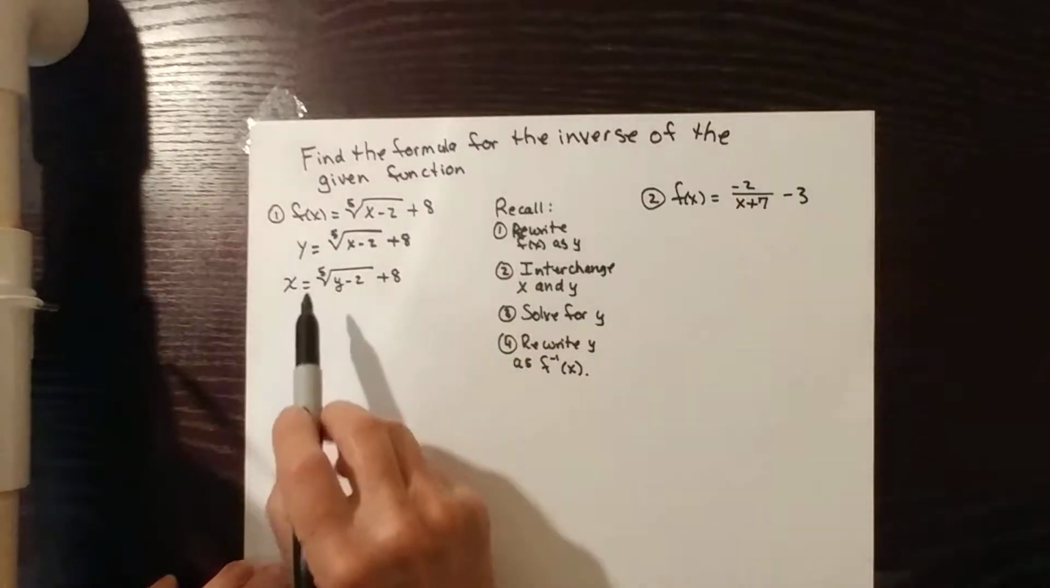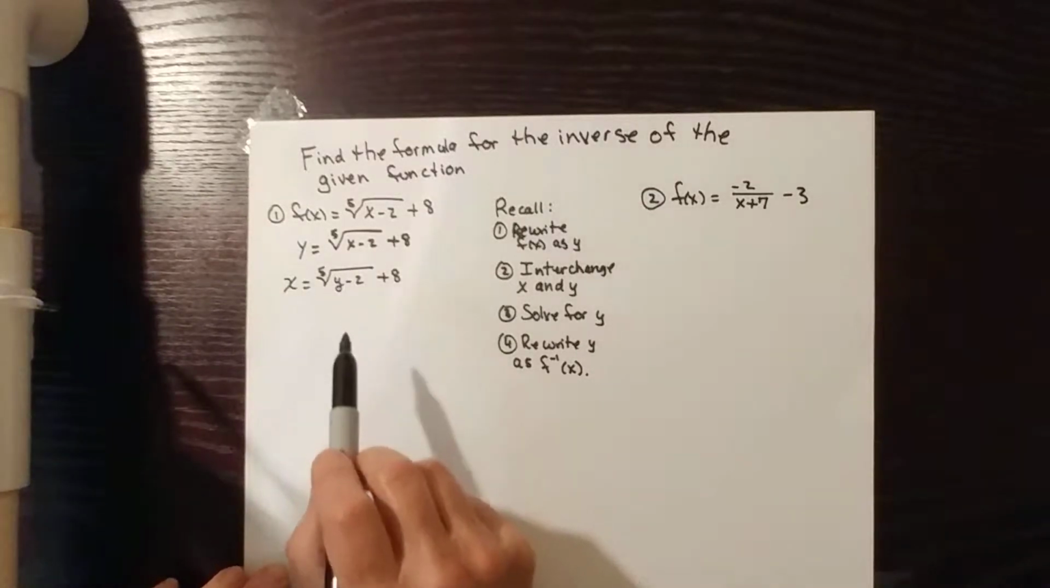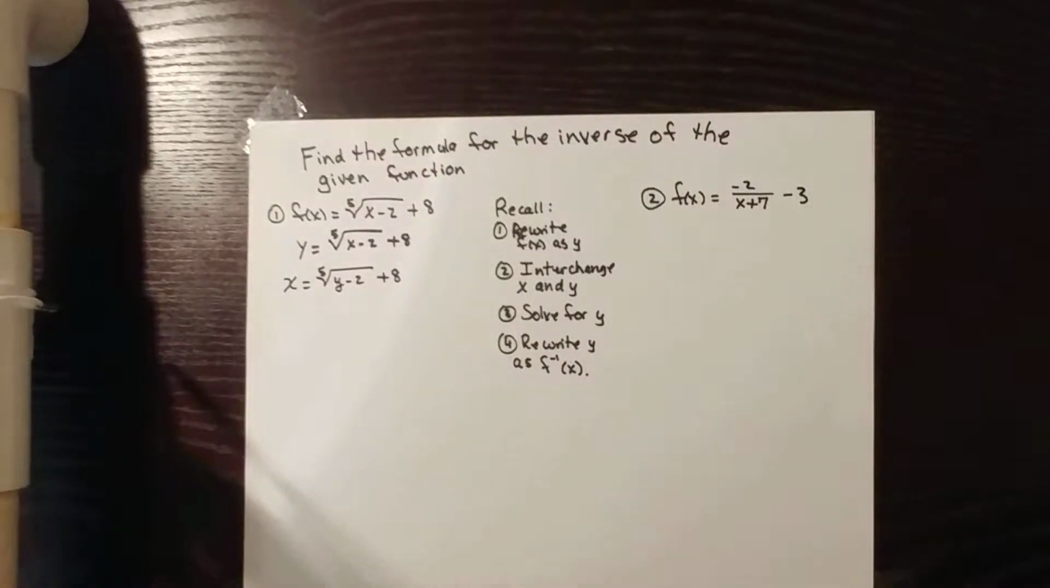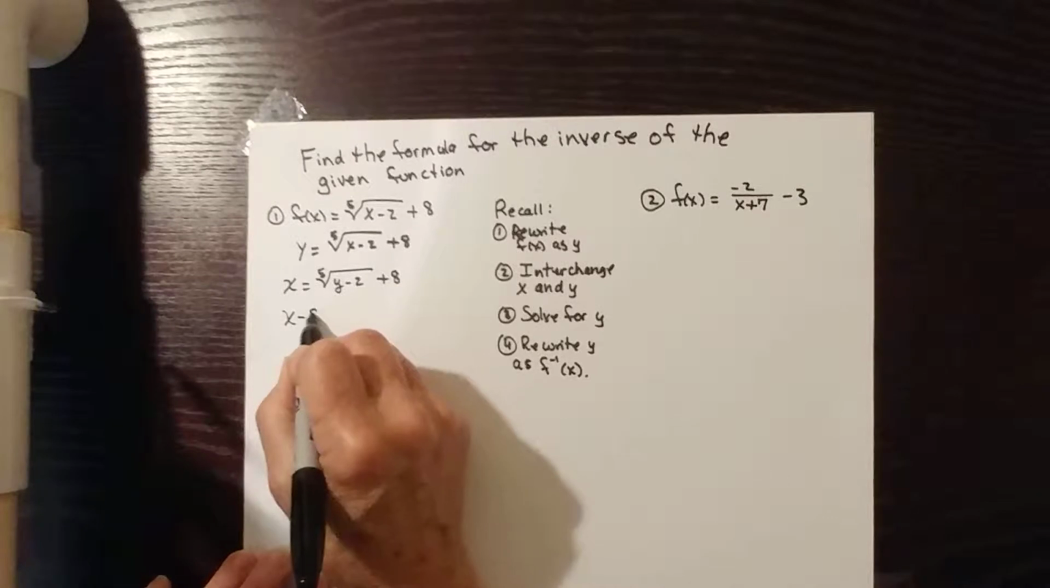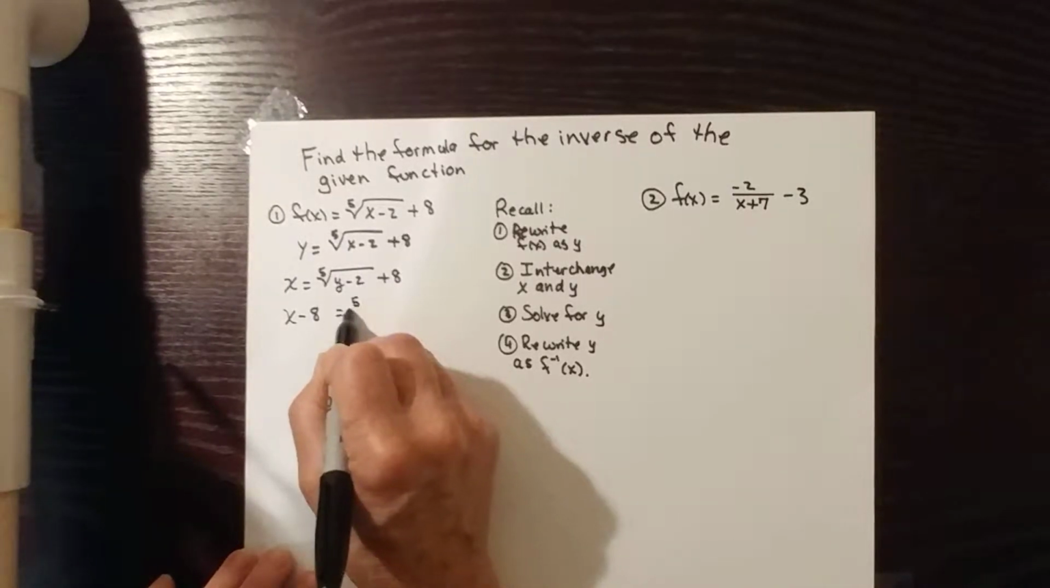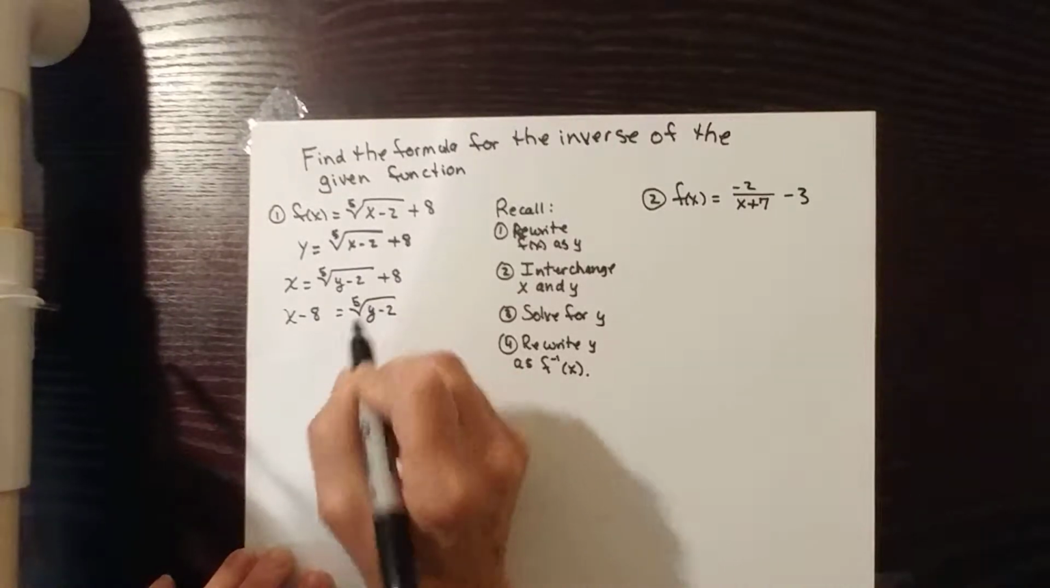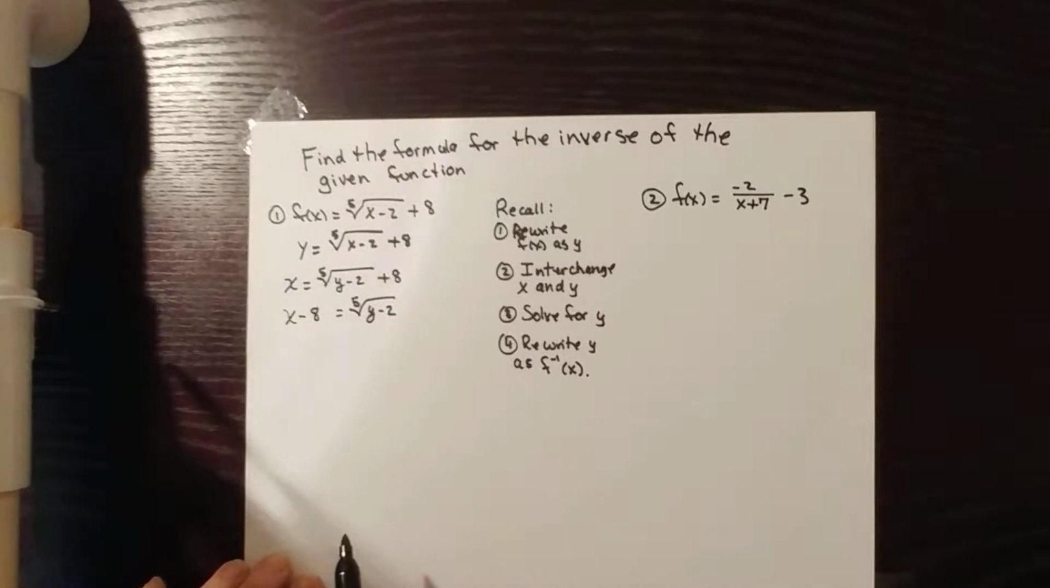And then step number 3 says to solve for y. Okay, our y is underneath this radical, so we can't get to it. We need to isolate it first. So to isolate it means isolate the term that it's with, the radical. So we have to subtract 8 from both sides. So then we get x minus 8 is equal to the fifth root of y minus 2.